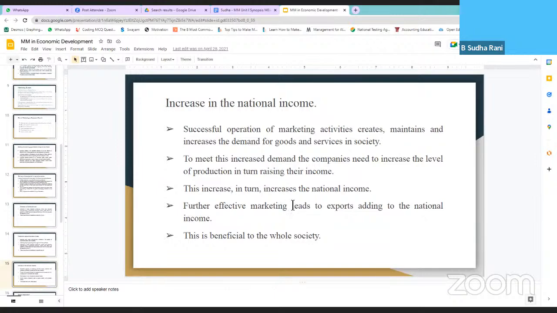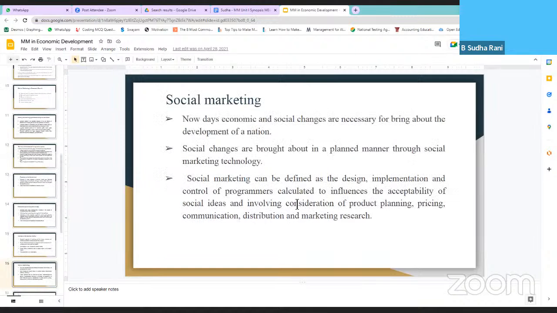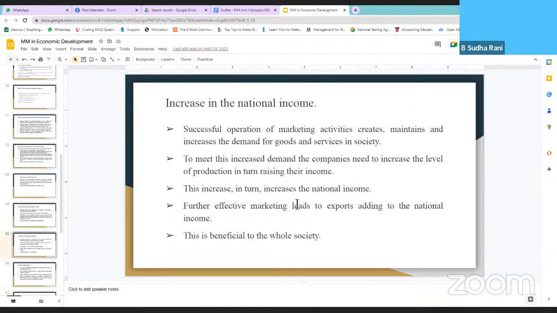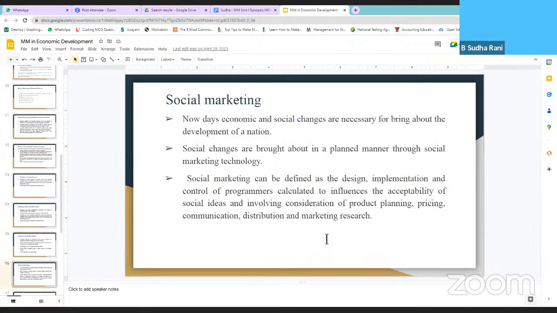In normal situations, automatically everything grows, which means national income also grows. When national income is growing, the country's growth will be more, and the entire society gets the benefit of this growth.